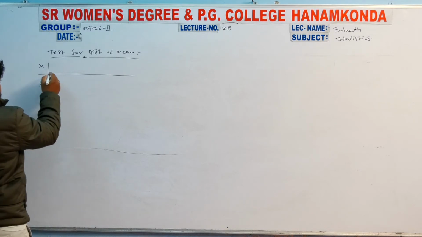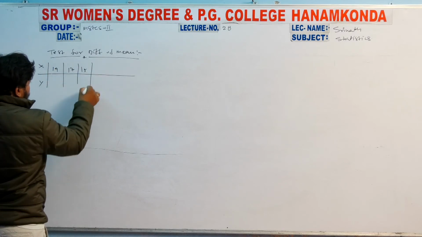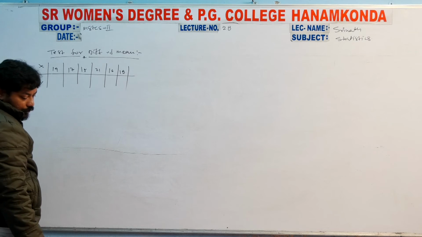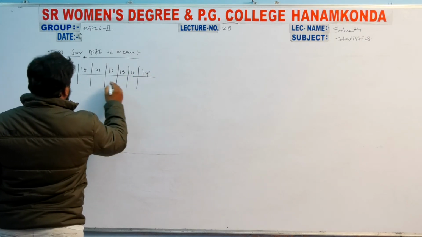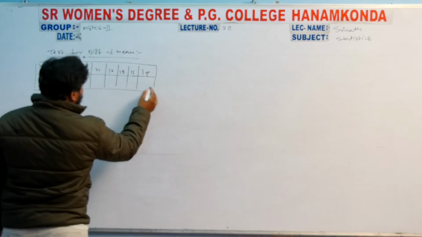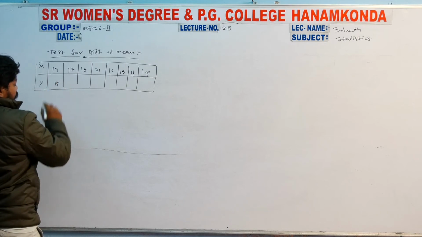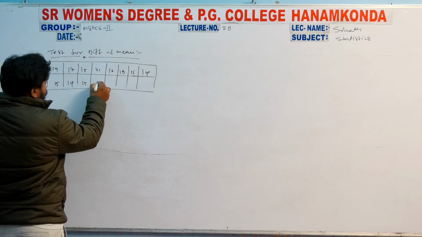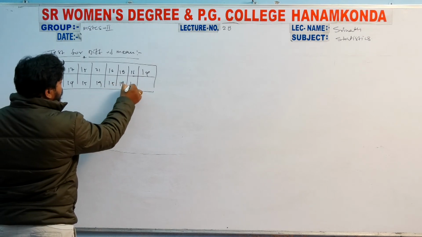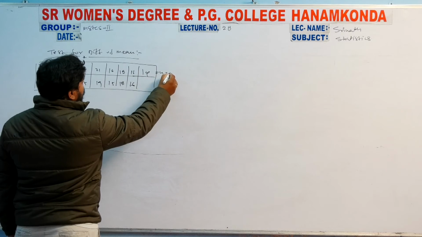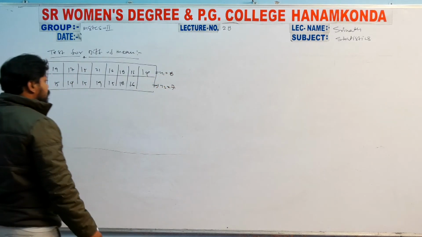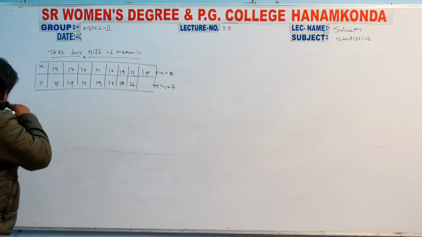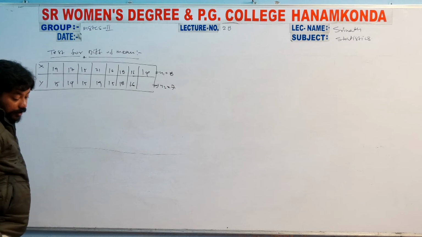Here the values are 19, 17, 15, 21, 16, 18, 16, 14, and next 15, 14, 15, 19, 15, 18, 16. The first sample n1 is equal to 8 and the second sample n2 is equal to 7, the sizes of the samples. Are the differences between the sample means significant?